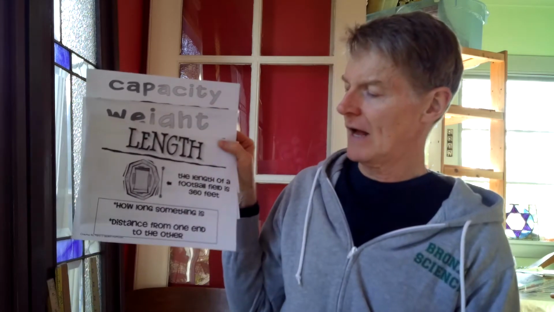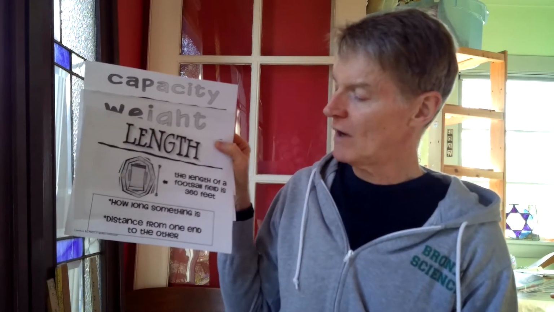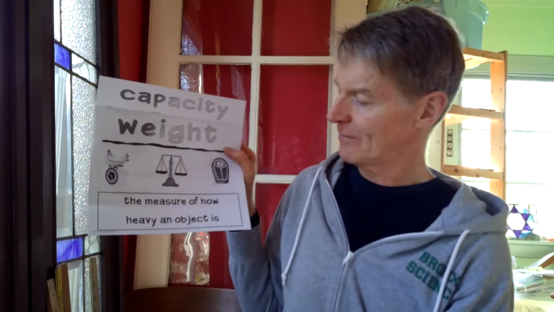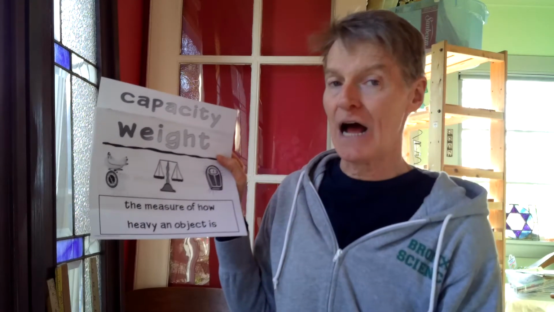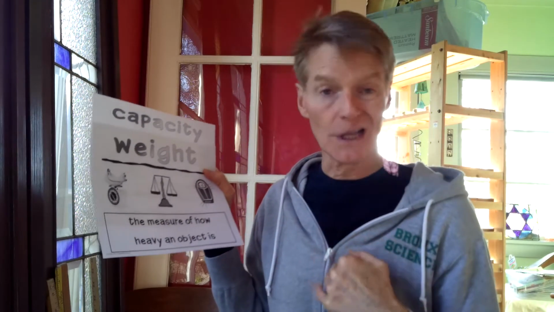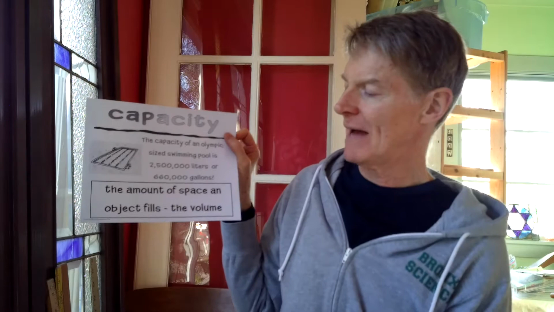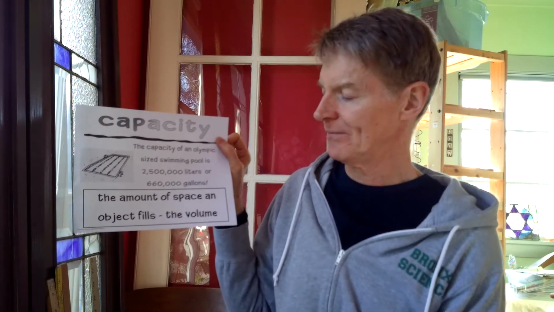Next, we're moving on to weight. Let's take a look back and remember the three types of measurement that we're focusing on. Length, how long something is, the distance from one end to the other. We did that the last 3 days. Weight is the focus for today, the measure of how heavy an object is. You could say how heavy or light an object is. That's today's work. And capacity, the amount of space an object fills, or the volume.